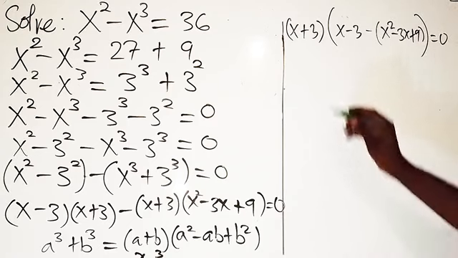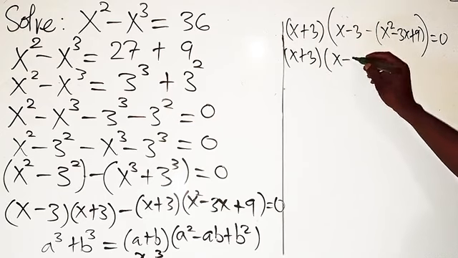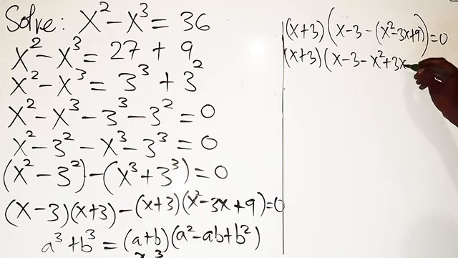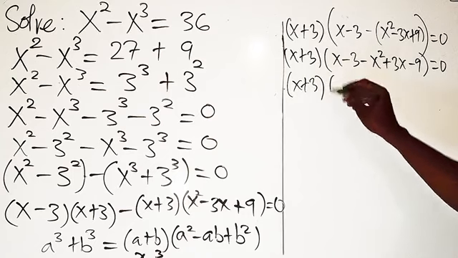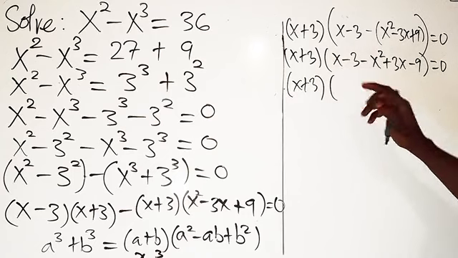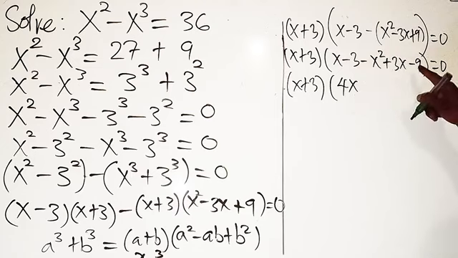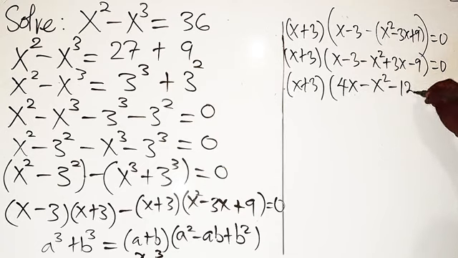So now from here we have x plus 3, then here x minus 3, then use this minus to open the bracket: minus x squared plus 3x, then minus 9 equals 0. Are you following? So now from there we have x plus 3, then here, let's collect x plus 3x. Here we have 4x minus 3, minus x squared, then minus 3 minus 9, we have minus 12 equals 0.